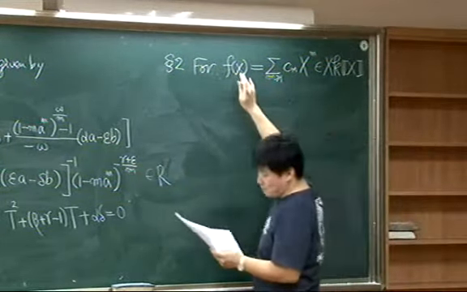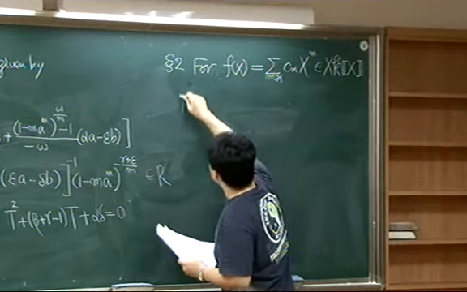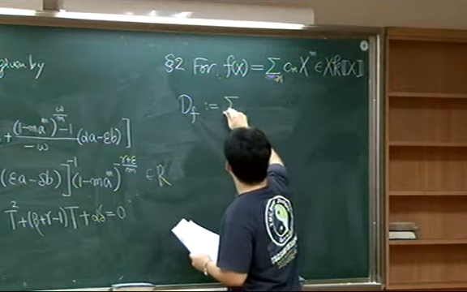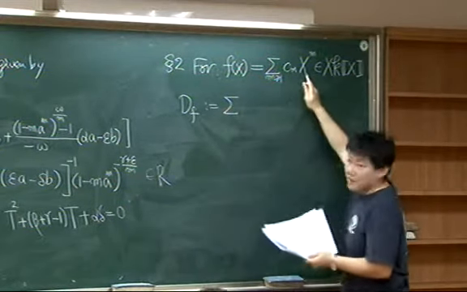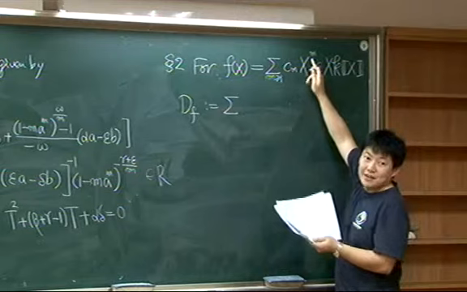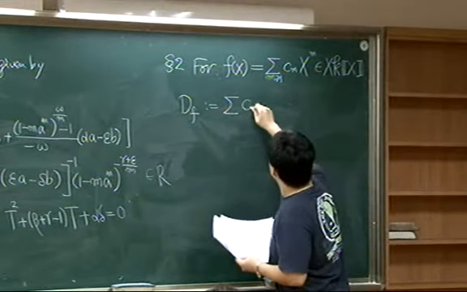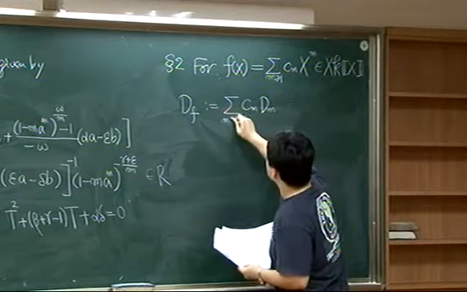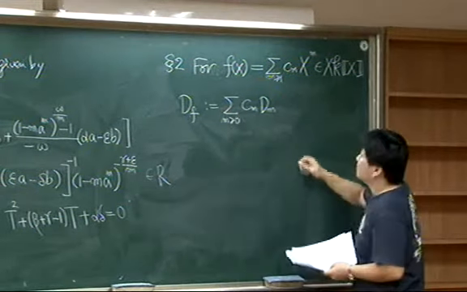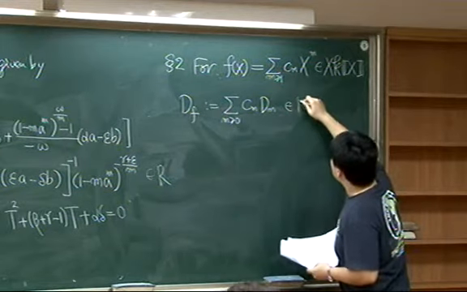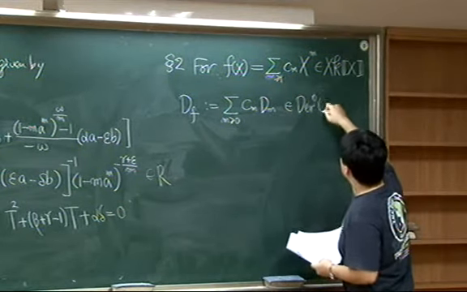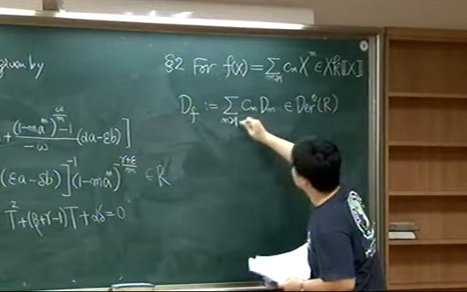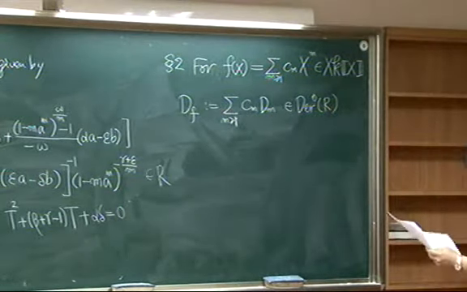For such kind of element, we define the derivation df by just replacing x to the m by dm. So this is an element of Der_0. Or n greater than or equal to 1? Sorry, thank you. 1, yes. That part is important. Thank you.